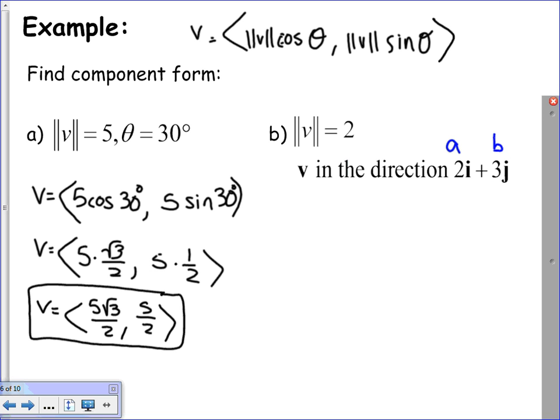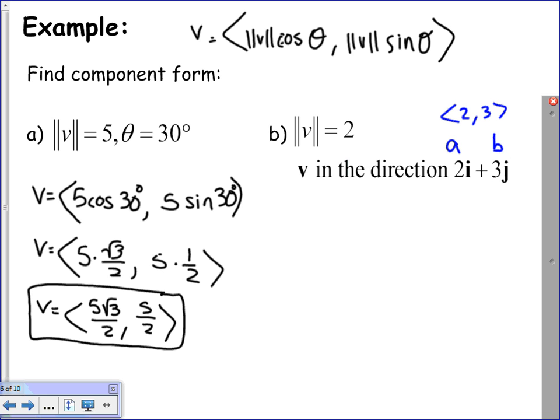...which is your vertical component of your vector. So if you thought about this in component form, you could write that in component form as 2, 3, where that's a, that's b. So that might get some of the gears rolling from yesterday.